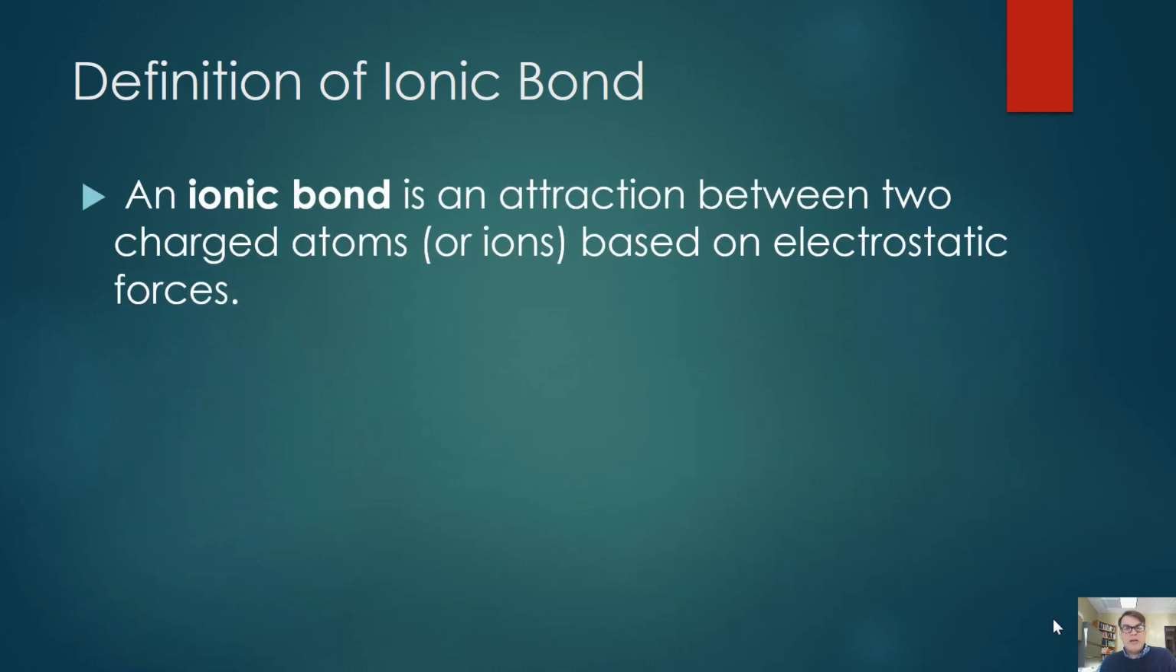Well, an ionic bond is basically a bond between two charged atoms. Charged atoms means they've either lost an electron or gained an electron, or it could be more than one electron. But basically you have two charged atoms that are attracted to each other because of the electrostatic forces between them. We call these charged atoms ions, and they're bonded to each other by that electrostatic attraction between the charges.